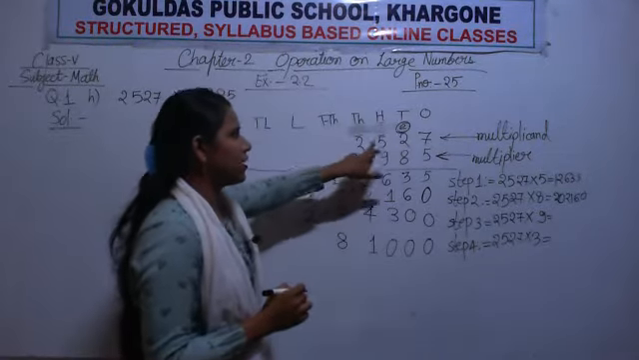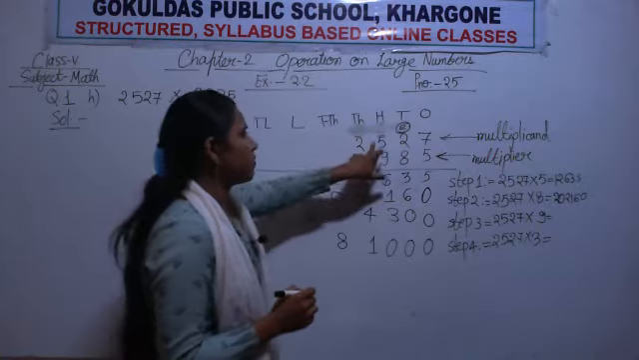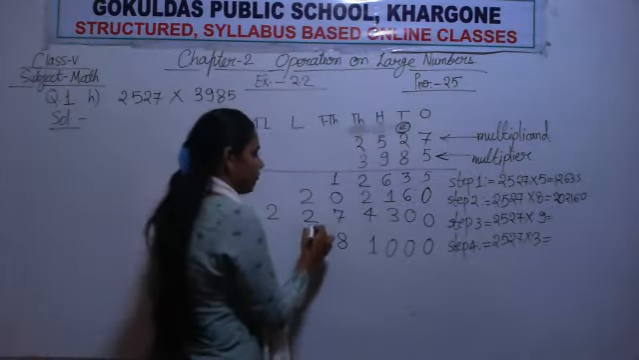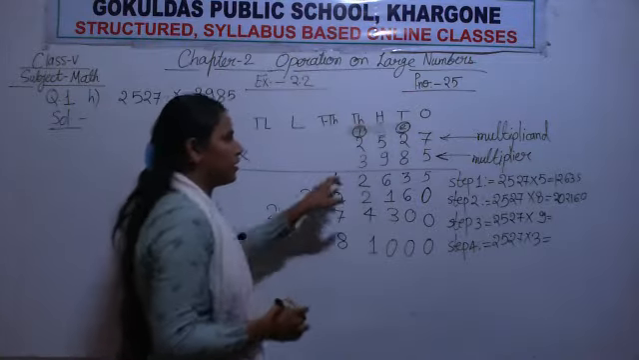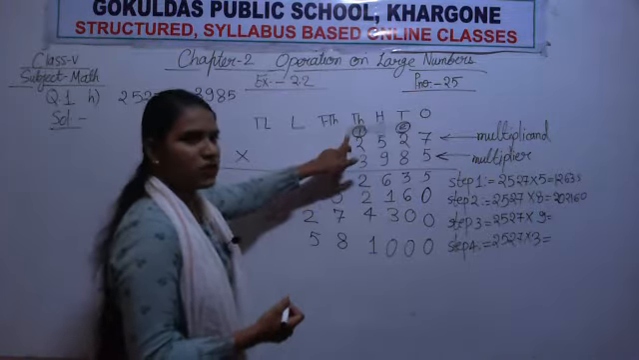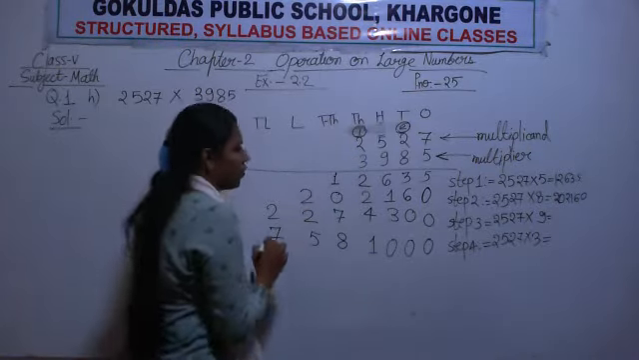Now multiply this 3 with the hundreds place. 3 multiplied by 5. 3 fives are 15. So you will write 5 over here. 1 is carry forward. Now 3 twos are 6. 6 plus 1, 7. Okay.